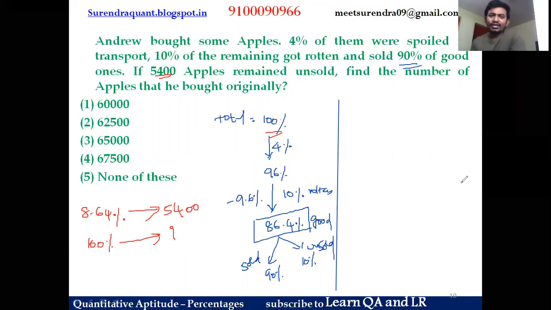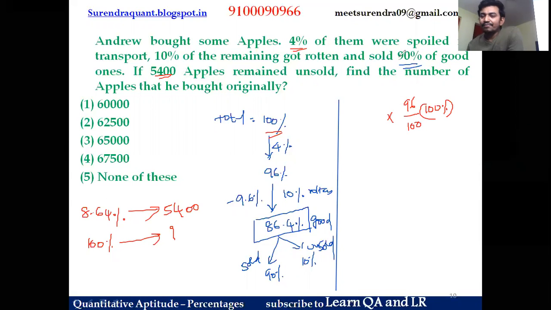But I don't feel doing these many transactions. You can simply wind up in a single step if you know multiplying factors method. So let us say 100% are the total apples you bought. If 4% are spoiled, 96% are good. Now from this, if 10% got rotten, 90% are not rotten, good apples. But the later statement talks about unsold apples, right? If 90% are sold, 10% of it is unsold. So these are unsold apples, which is 5,400.